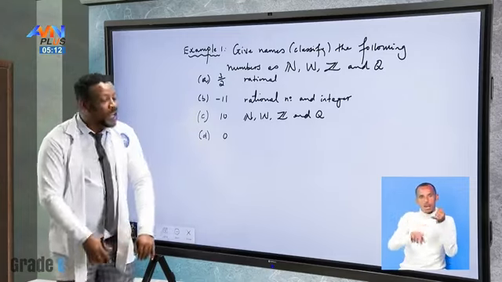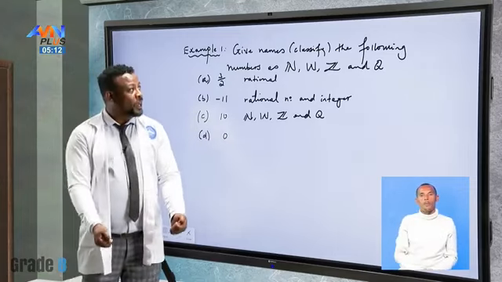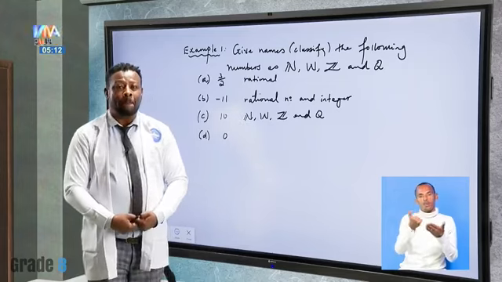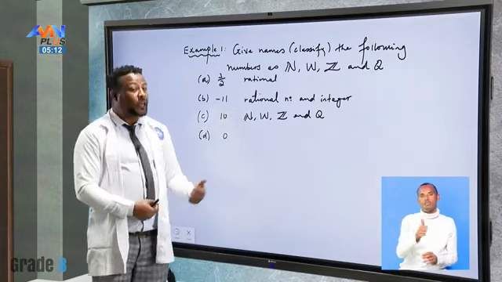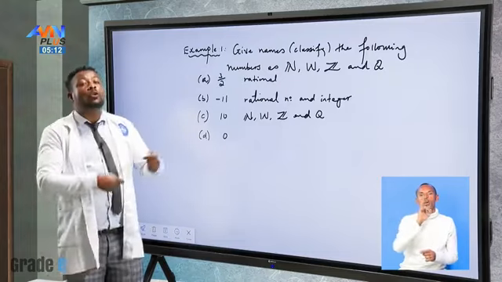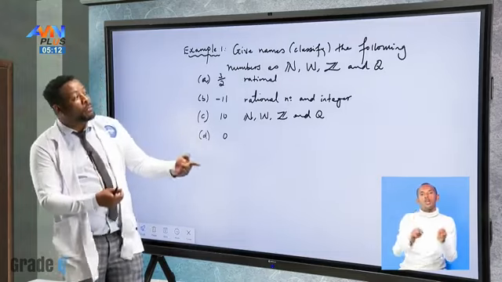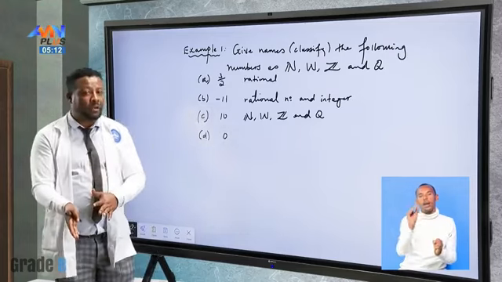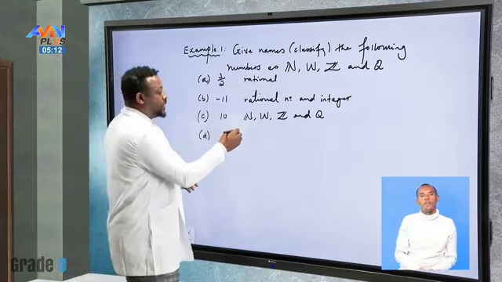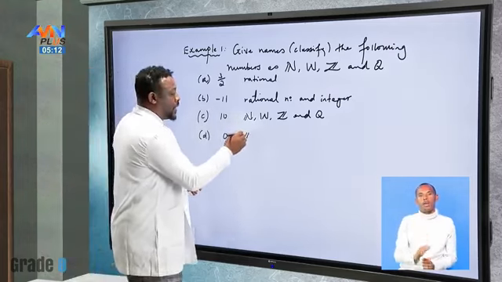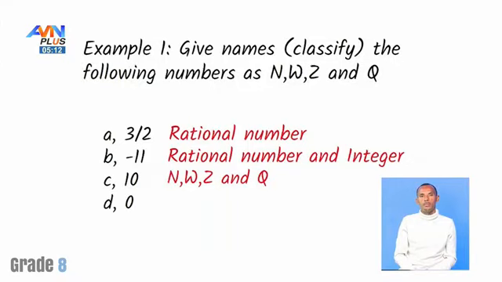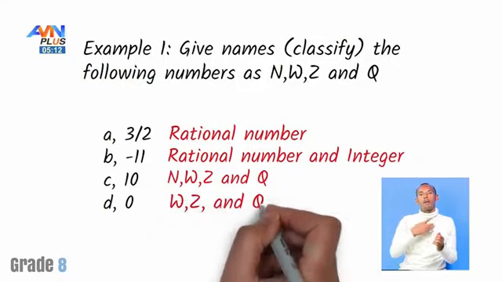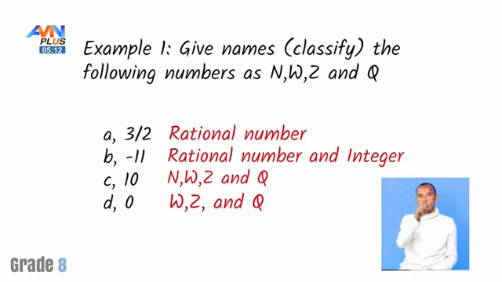When we come to the last one, 0, do you think 0 is an element of the natural numbers? No, it's not an element of the natural numbers. But 0 belongs to the set of whole numbers. It belongs to the set of integers and rational numbers, right? So this can be a member of W, Z, and Q.